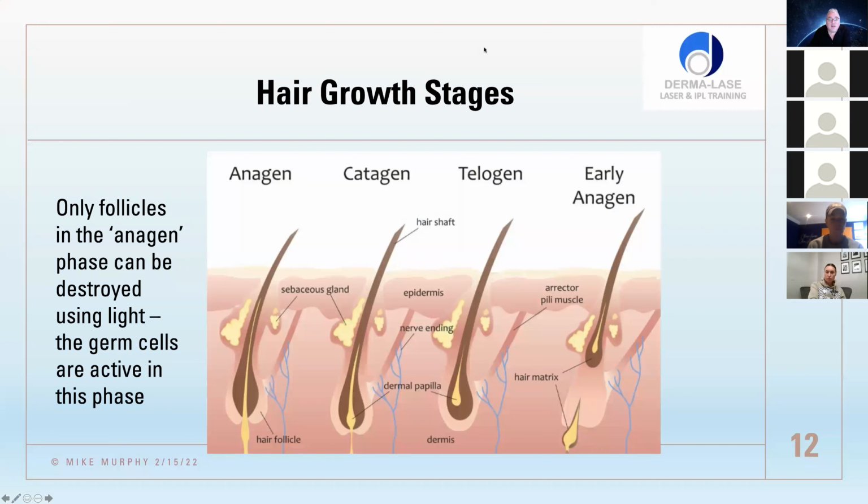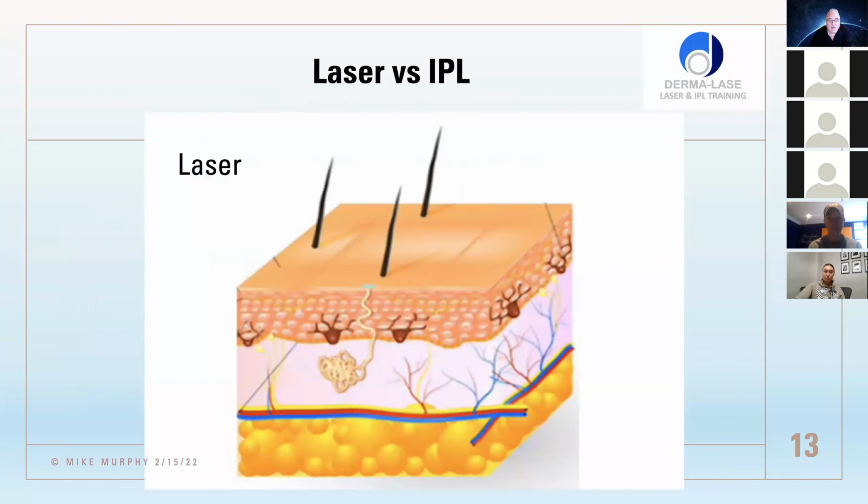And then you've got the hair growth stages. So we all know that hair grows through anagen, catagen, telogen, and then back into anagen. And unfortunately, light-based treatments like lasers and IPLs only work in the anagen phase. This is when the germ cells are actively generating a new hair. So we can only kill the hairs when they're in anagen. Unfortunately, though, we never know when they're in anagen. It's impossible to tell, or very, very difficult to tell. So it's a bit of a hit and miss.